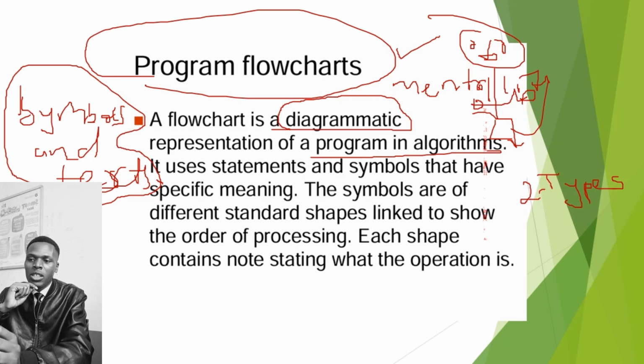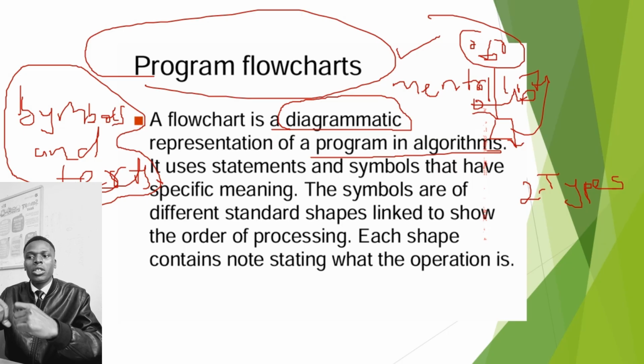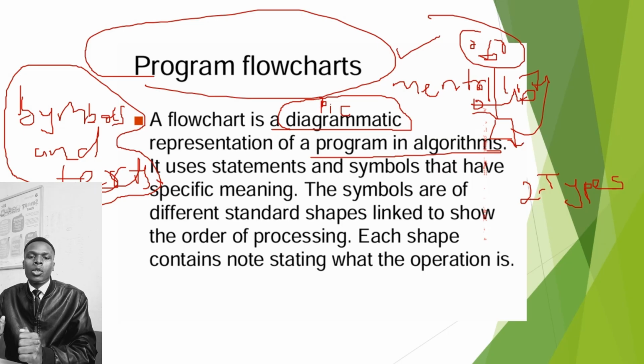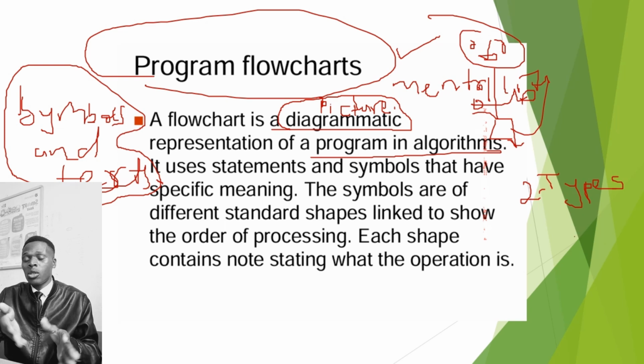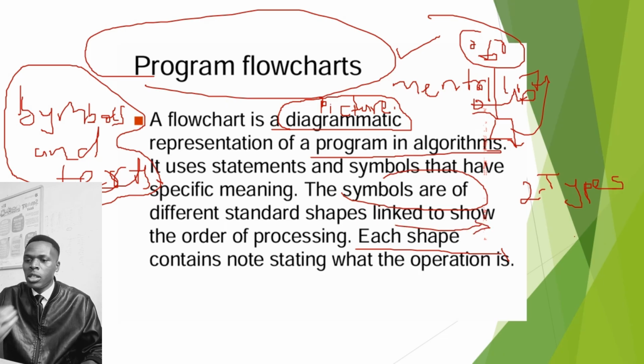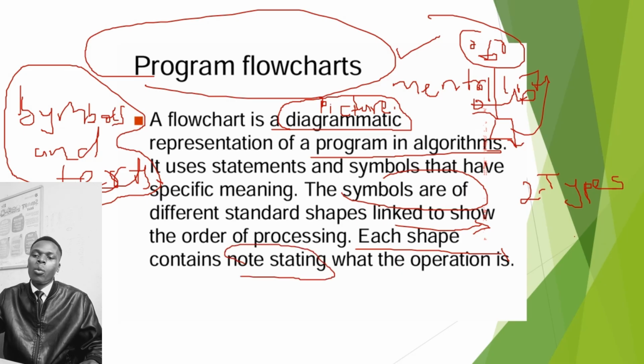Now for flowcharts, they use a picture representation, a diagrammatic representation of a program. So we are representing the program in a way such that the program is in a picture form. There are symbols, and we will see each symbol and its work, so that you know a specific symbol is meant to do a specific task. The symbols are of different standard shapes linked to show the order of processing. Each shape contains a statement of what the operation is.